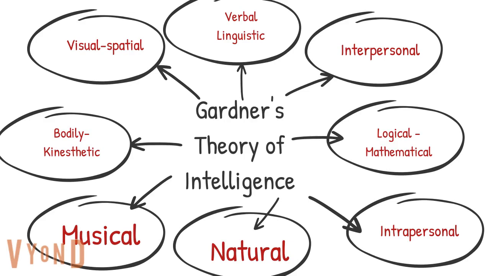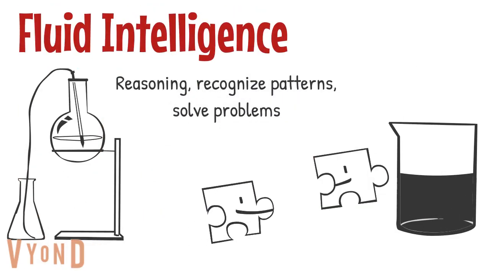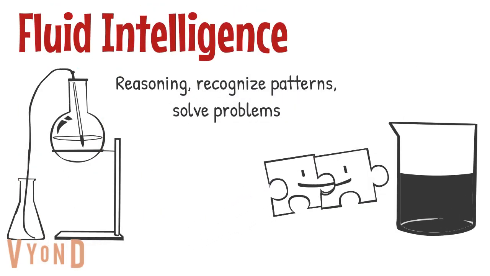Interpersonal intelligence is someone that understands the feelings, wants, and needs of others. And intrapersonal is people that are high in their ability to understand themselves, what their wants and needs are, and how they fit into the world. Crystallized intelligence is the ability to acquire verbal knowledge and skills. The idea of fluid intelligence was proposed by Cattell, Horn, and Carroll, which is the ability to reason, recognize patterns, and solve problems.